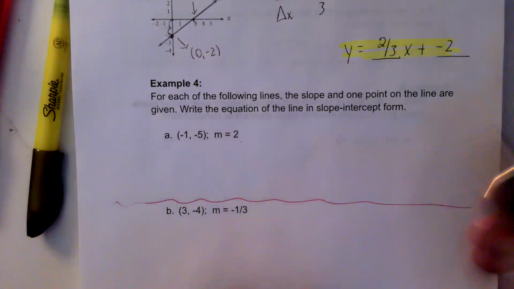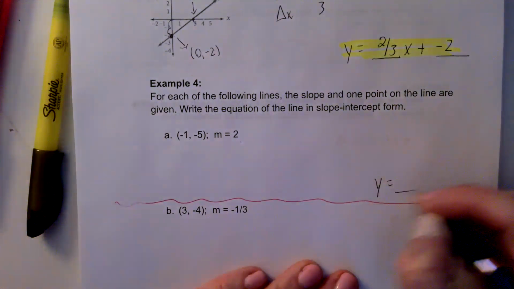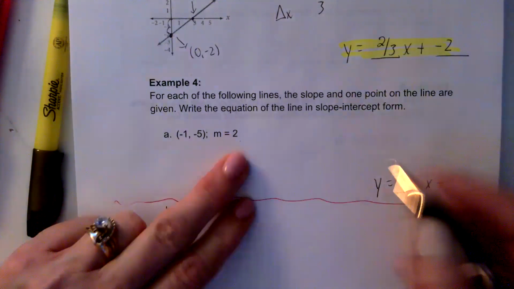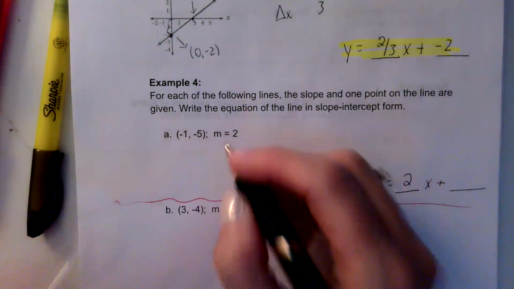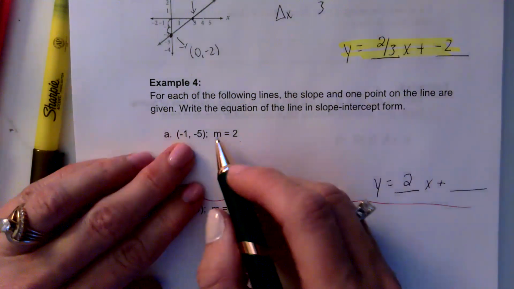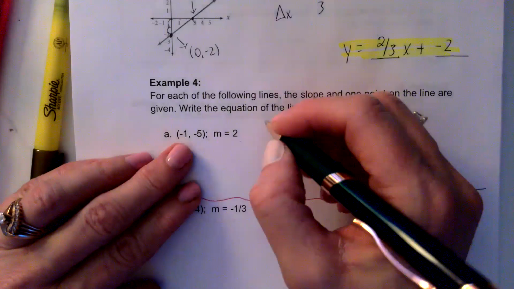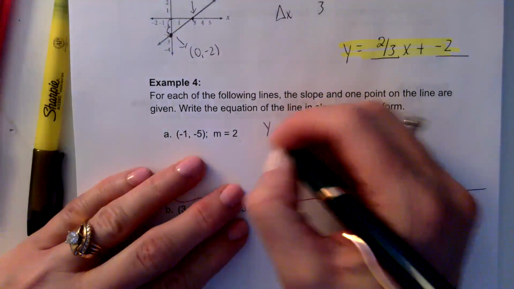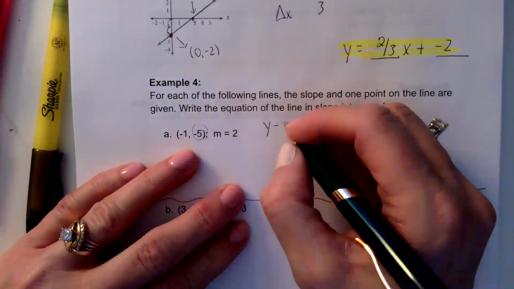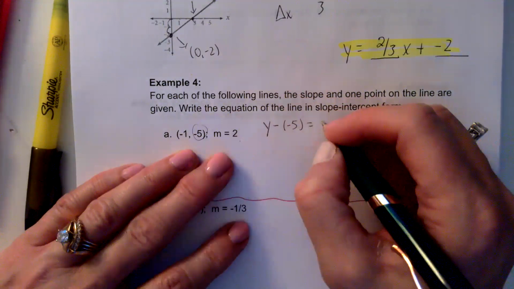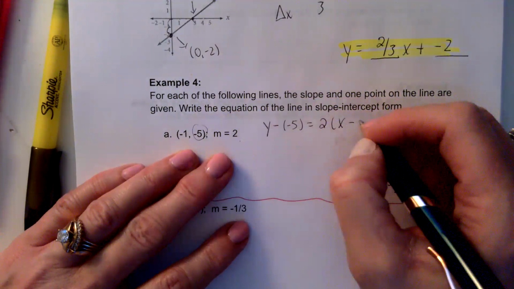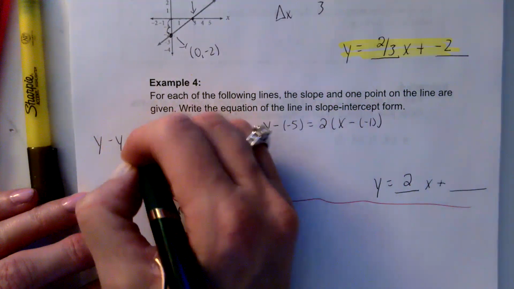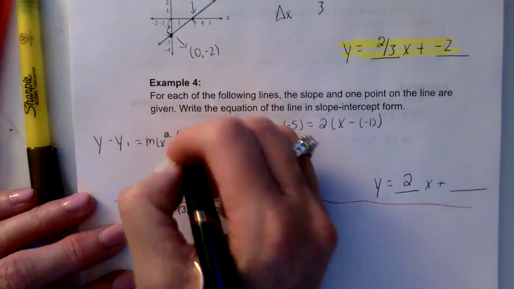Okay. So I like to write the outline down here because then I know what I'm going for, something x plus something. So I know the slope, so I can fill that in. That's awesome. And then a point. So I can use that point and start in the point-slope form, which says y minus the y you're given, so negative 5, equals the slope times x minus the x you're given. So it's y minus y1 equals slope times x minus x1.